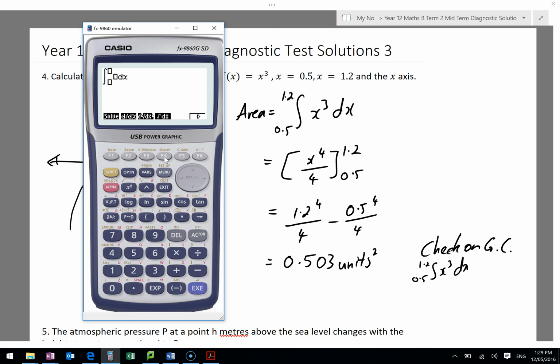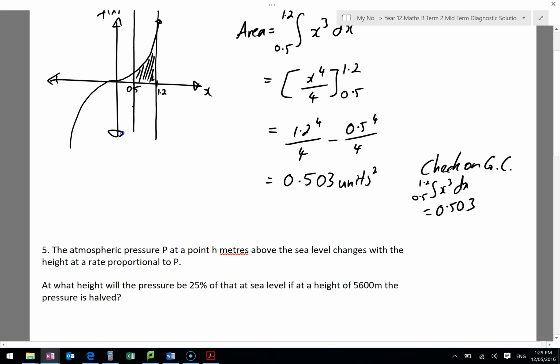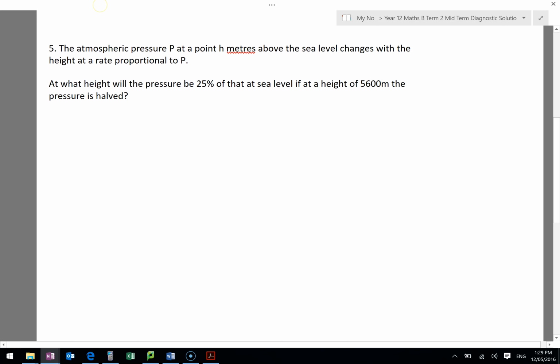I want to do integration of x cubed from 0.5 to 1.2. Okay, 0.502. So that's a good way to check that your answer is right. Justify your solution. That's one of the criteria. Question 5 is a differential equation. If you had trouble with this, look at your notes on differential equations.